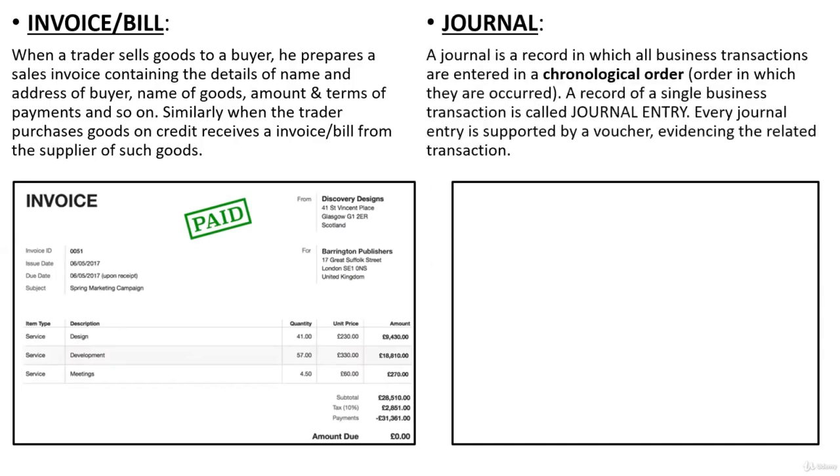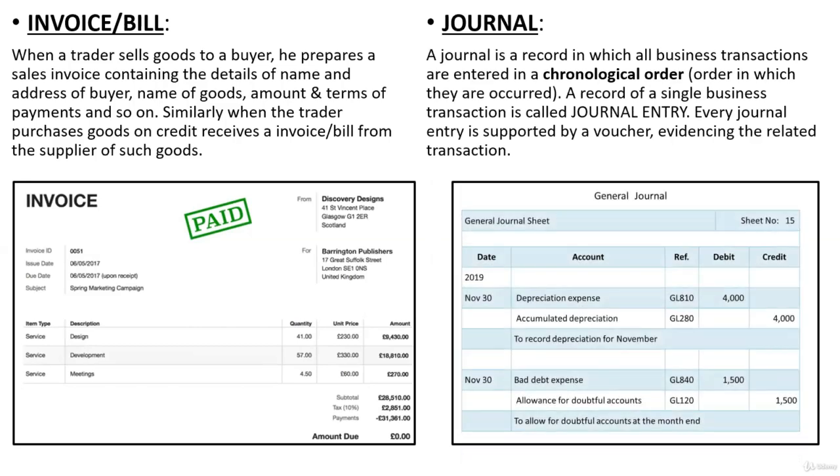In an invoice, you will get each and every detail related to the transaction. Now comes the journal. What is a journal? A journal is a book in which you record the events or transactions of your business in chronological order. What do you understand by chronological order? It is the order in which you record the transactions as and when they are happening.